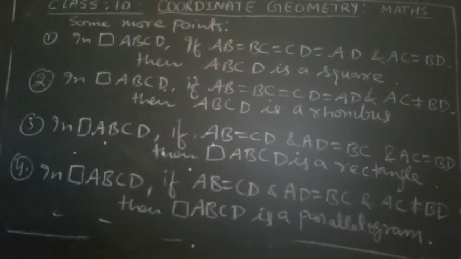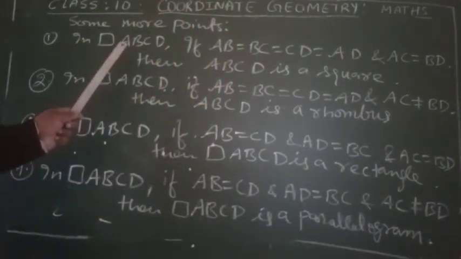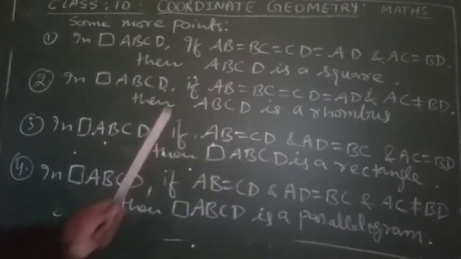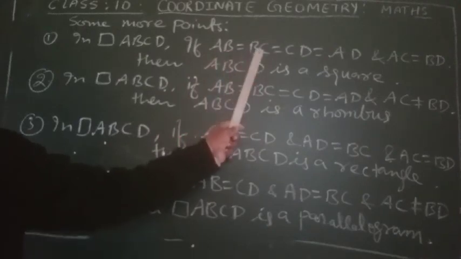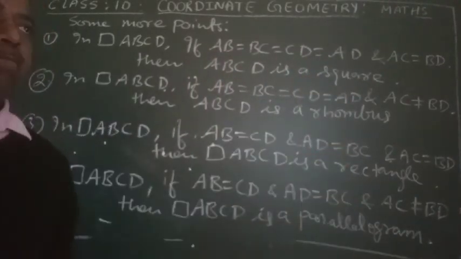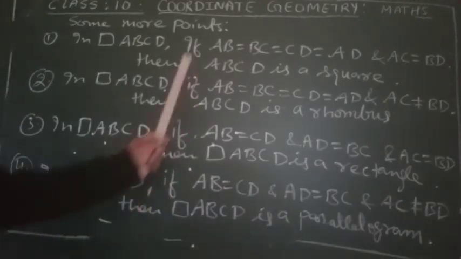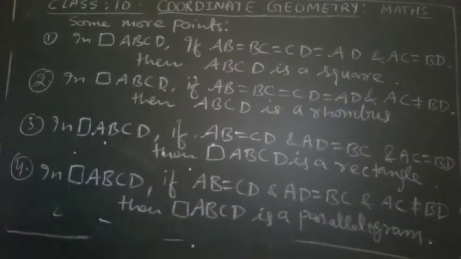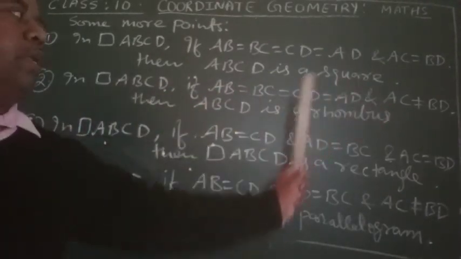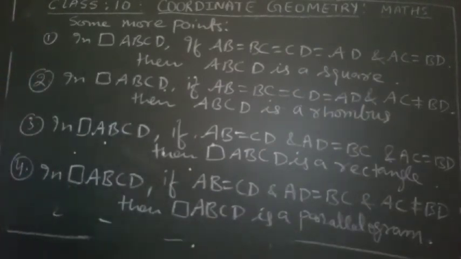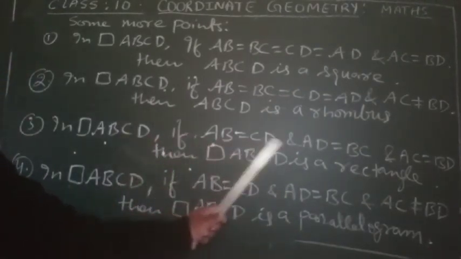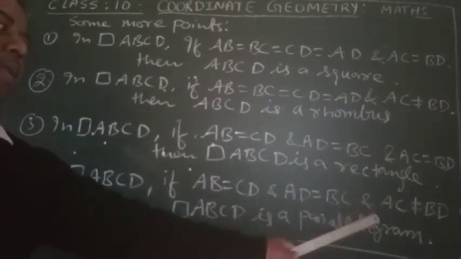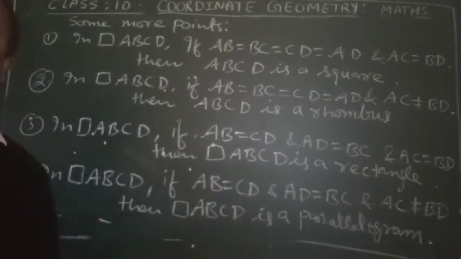So what is the meaning of this? In a quadrilateral there are 4 points, all points' coordinates are given. With the help of the distance formula, we find the values of AB, BC, CD, AD, AC and BD. If all sides are equal and diagonals are equal, then it is a square. If all sides are equal and diagonals not equal, it is a rhombus. Clear? If opposite sides are equal and diagonals equal, then it is a rectangle. If opposite sides are equal but diagonals not equal, then it is a parallelogram. So in this way, we prove it.